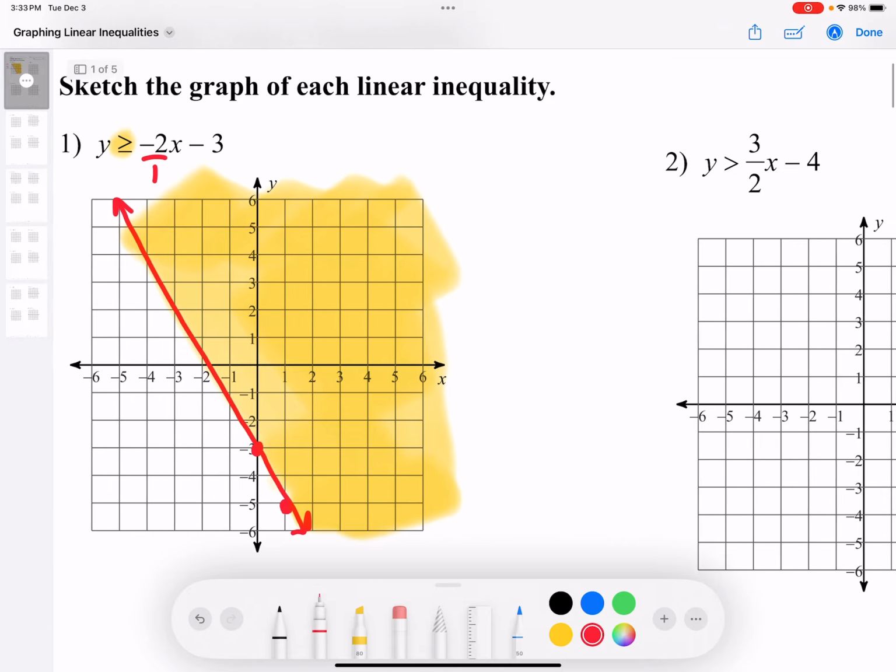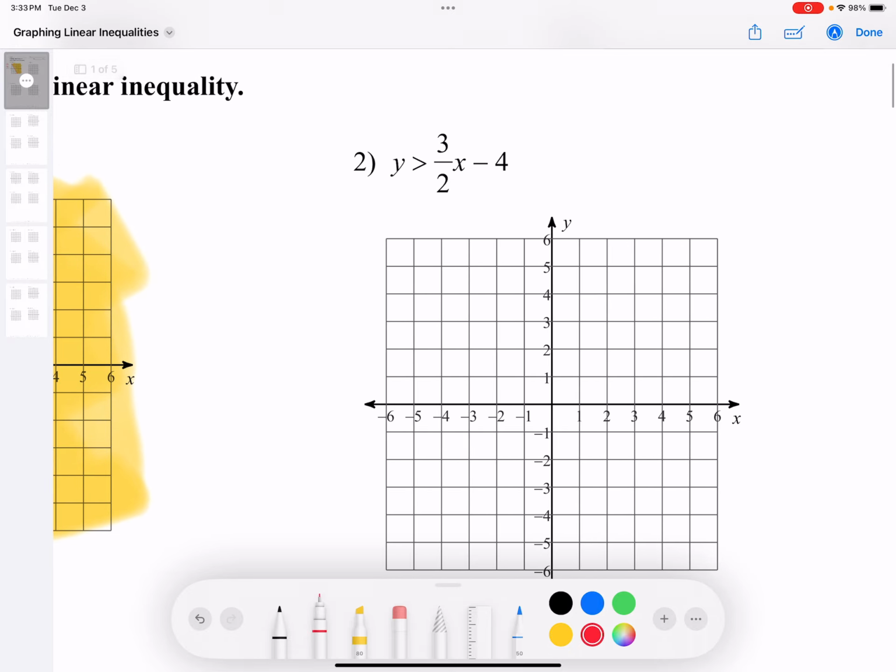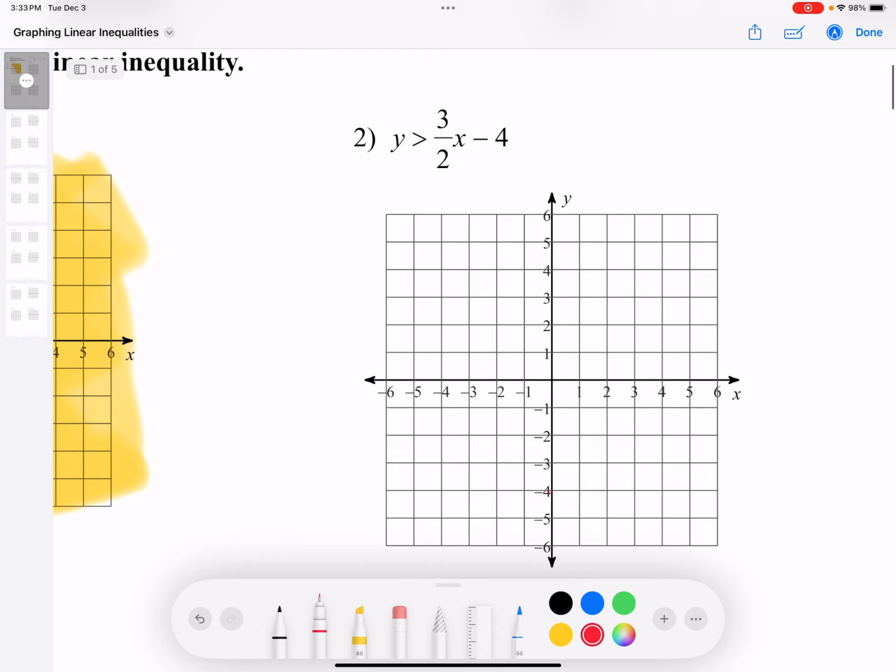Okay. For the next one, we're going to do the same thing. So we're going to go to negative 4, plot our point. Then I'm going to go up 3 and right 2. And then on this one, because my inequality symbol doesn't have the line underneath, I'm going to draw a dashed line. It doesn't have to be perfect, but I need to be able to see that it's dashed.